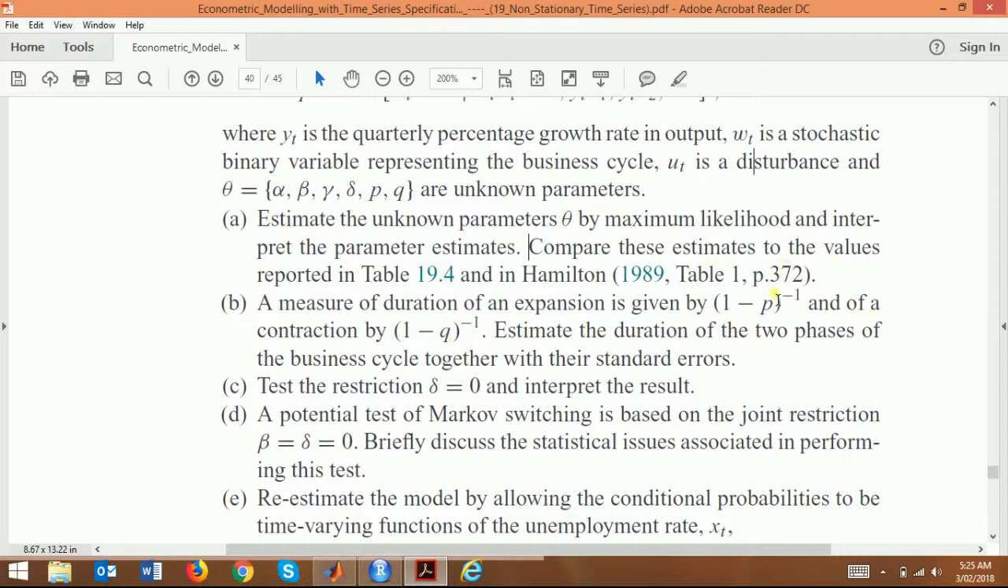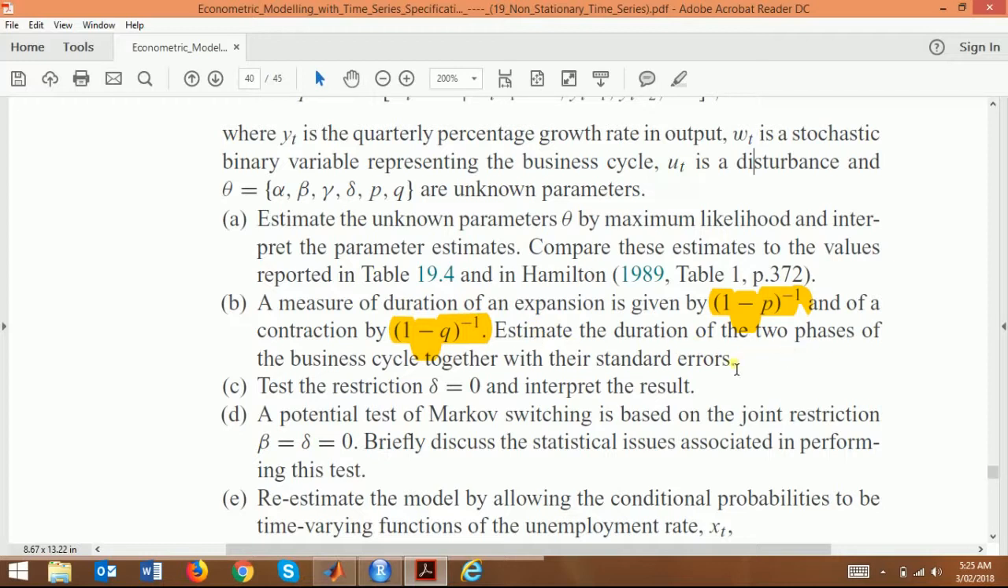Contraction is 1 minus q. So generally it is good to remember that a measure of expansion is simply 1 by 1 minus p, whereas a measure of contraction is 1 by 1 minus q. Basically these may separate out, if you are working on equity markets, bubble and non-bubble periods.